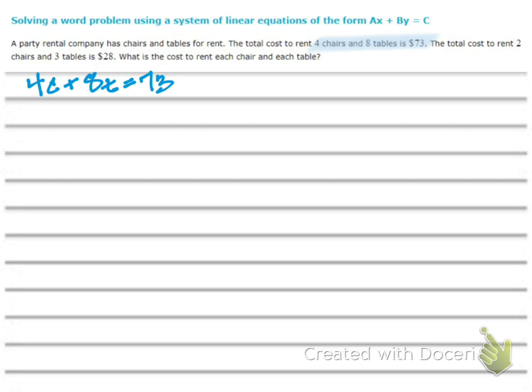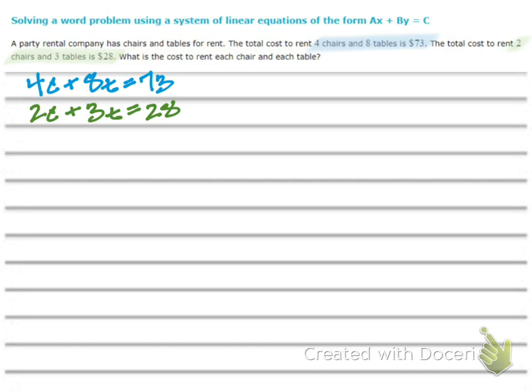And I just use C for chair, T for table. You can use X, Y, whatever makes you happy. The cost to rent 2 chairs and 3 tables is $28. So there's our equation for that. And we want to know what the cost is to rent a chair and a table.